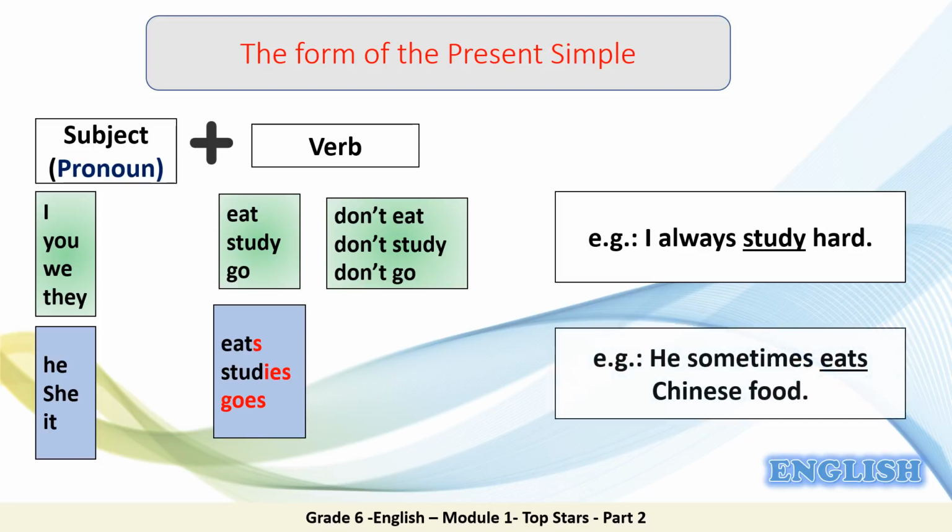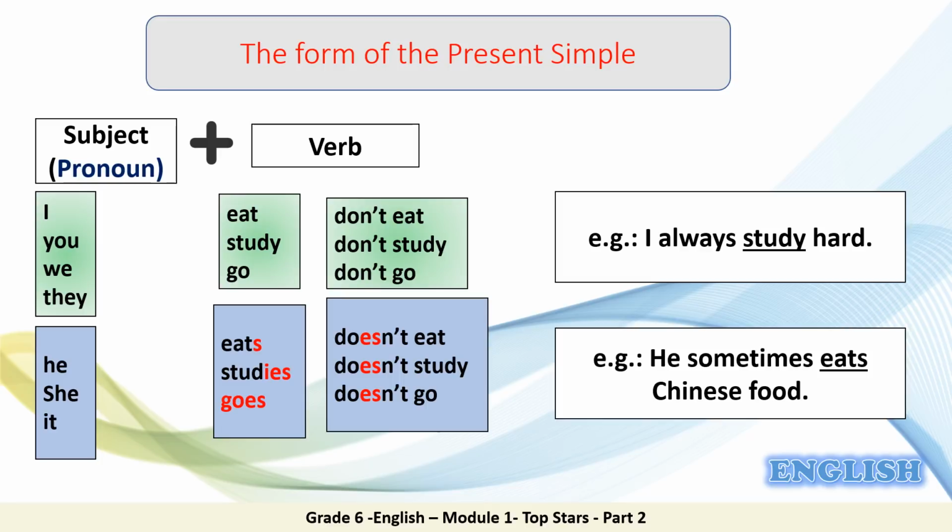Let's see the sentence. He sometimes eats Chinese food. In the case of the negative form, we add ES to the verb do, so it becomes does, does not, and then put the main verb without any added letters. For example, doesn't eat, doesn't study, doesn't go.